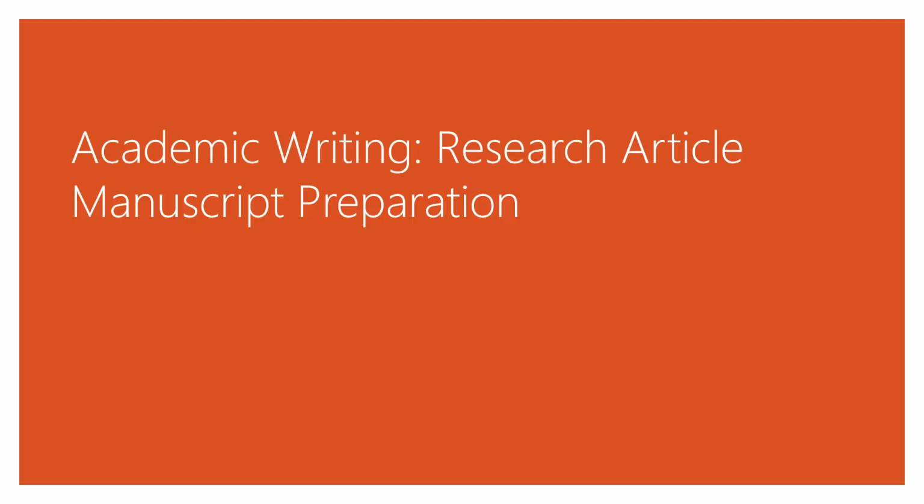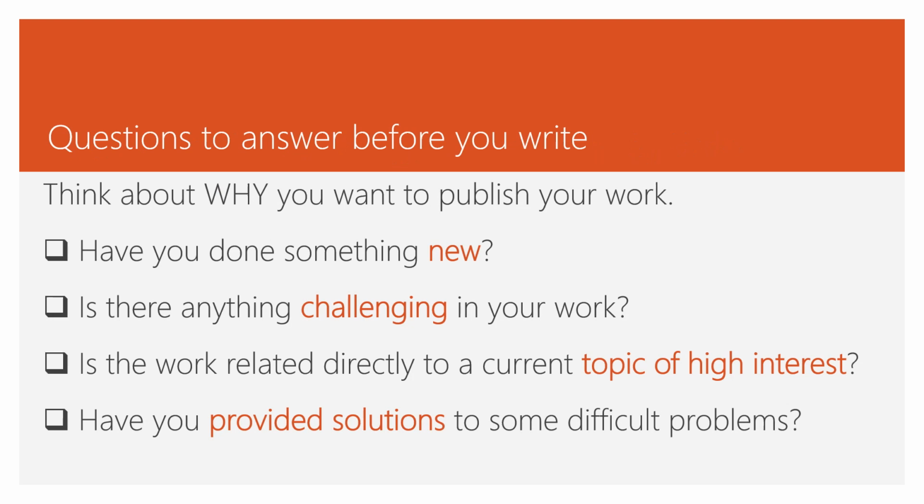So in the next slide we are dealing with academic writing, specifically writing a research article. Before you start to write a research article, think about why you want to publish your work and ask four questions: have you done something new, or is there a challenge in your work, is this work on a current topic of high interest, and have you provided solutions to some difficult problems. If your answer is yes, then you can go for writing a research article.